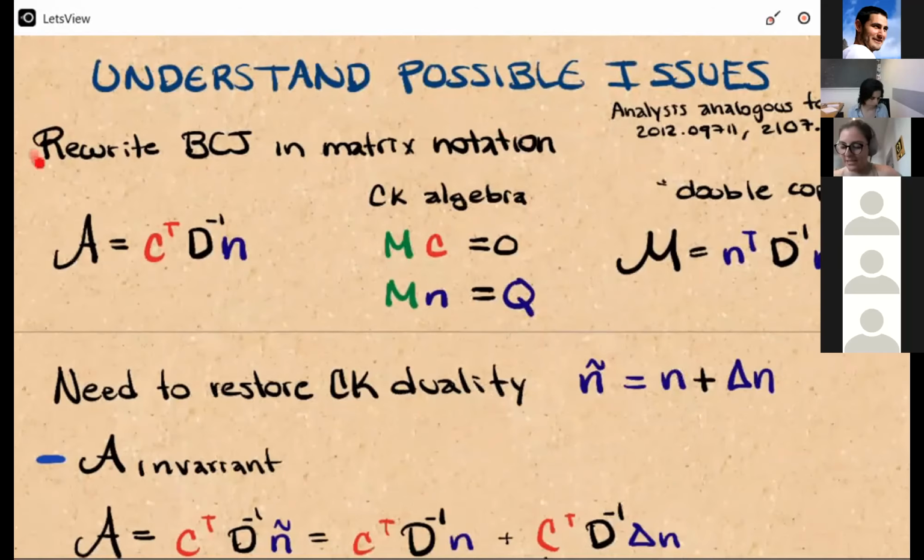And for that, I'm going to basically rewrite all the BCJ double copy in this matrix notation. So the thing that I had before was a sum of the c_i n_i over d_i that basically can be written in terms of these c vectors, a matrix D and this n. So this matrix D basically has just Mandelstam variables. If you remember, this color just has traces of generators or structure constants, and n depends on polarization vectors and momenta.